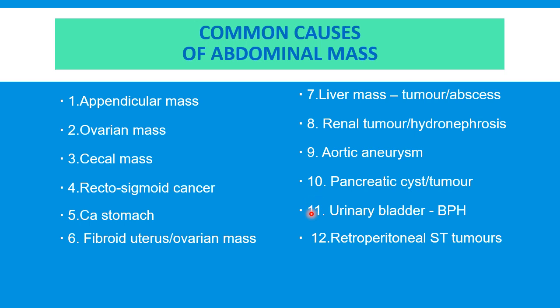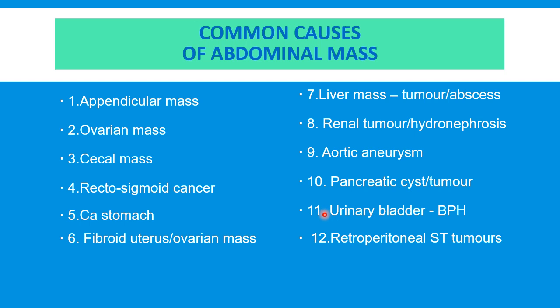Then you have the urinary bladder, especially in older men with BPH and acute retention of urine. When they come in, they will have a palpable bladder, a large mass in the suprapubic region. This can be either tender or non-tender, depending on how rapidly the obstruction has taken place.